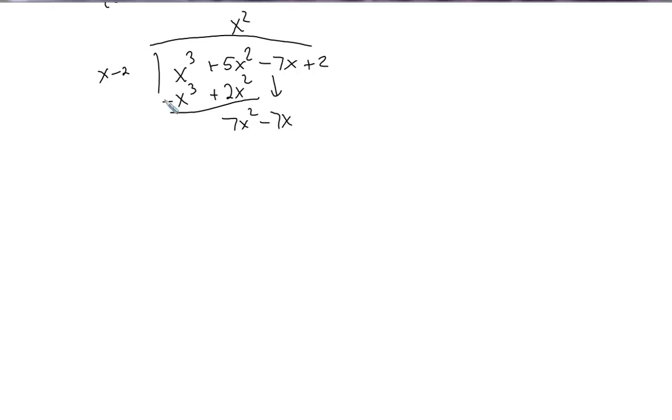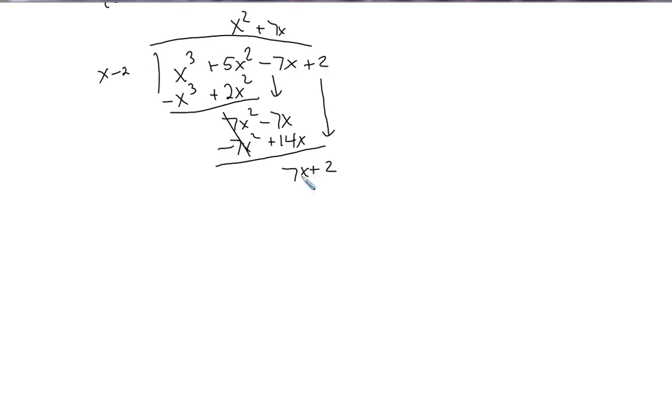So x times what will give me 7x squared? X times 7x will give me 7x squared. So now we distribute. 7x times x minus 2 is 7x squared minus 14x. Subtract them, so change the sign. Those will cancel. We'll be left with 7x. Bring down the 2, plus 2.